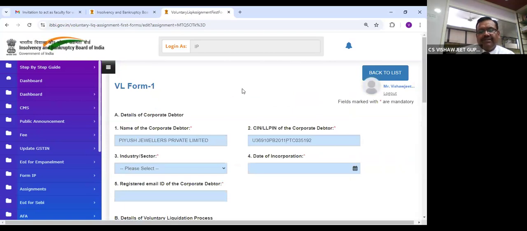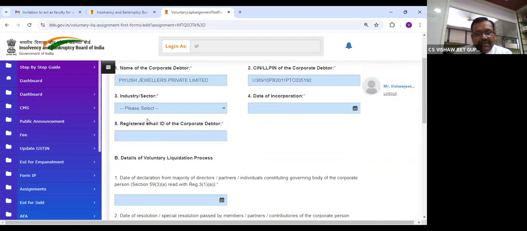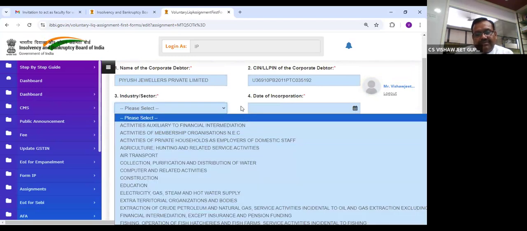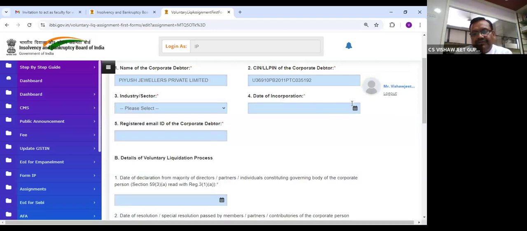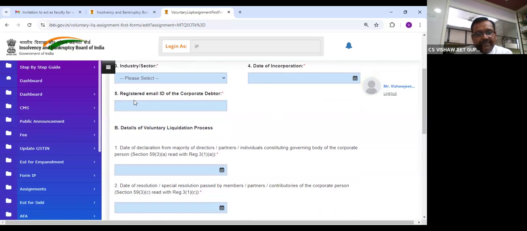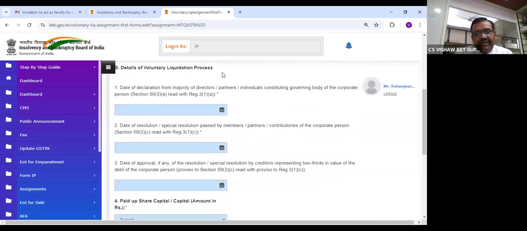Now this is form VL1. This is a very small form. You will have to fill the name of the corporate debtor, CIN number or LLPIN number of the corporate debtor. Industry sector means the sector in which your corporate debtor is operating. You will have to select from the drop down, and then the date of incorporation of the corporate debtor and the registered email ID of the corporate debtor. Here you will have to fill the registered email ID, then details of the voluntary liquidation process.